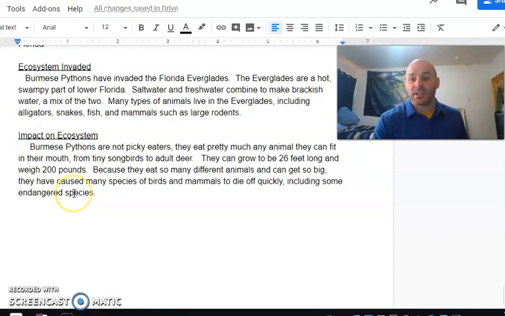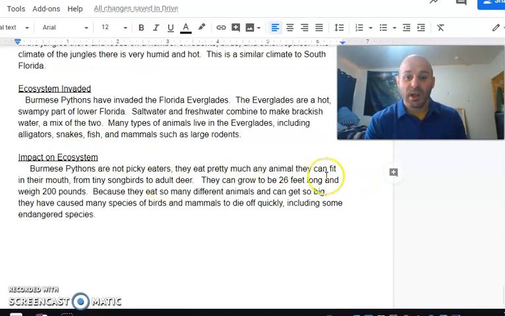Now this last section is really important. This is what I want you to really focus on: the impact on the ecosystem. Burmese pythons are not picky eaters. They eat pretty much any animal they can fit in their mouth. From tiny songbirds to adult deer, they can grow to be 26 feet long and weigh 200 pounds. Because they eat so many different animals and get so big, they have caused many species of birds and mammals to die off quickly, including some endangered species.